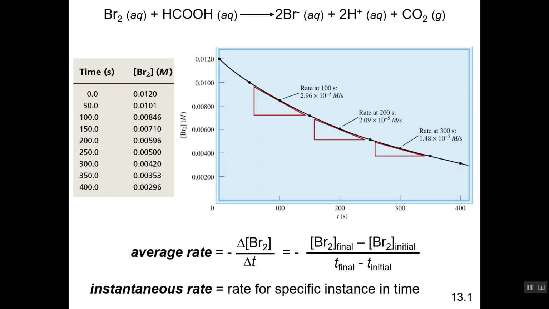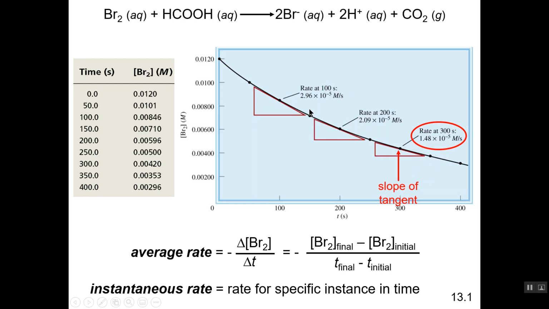The average rate, of course, is over a particular time frame, while the instantaneous rate is the rate at a particular instant. So in this particular case, the instantaneous rate at 100 seconds is 2.96 times 10 to the minus 5 m per second. And then at 200 seconds, the instantaneous rate falls to 2.09 times 10 to the minus 5 m per second. And then finally, at 300 seconds, the rate is measured at 1.48 times 10 to the minus 5 m per second.